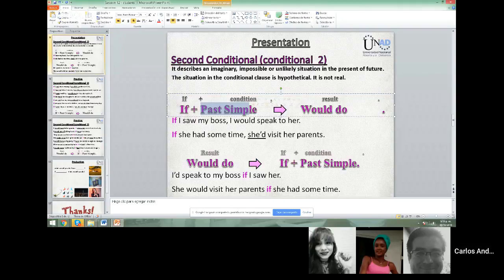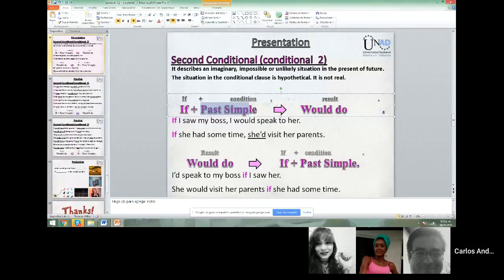Okay? So, remember, even though we use past simple, we are not talking about the past. Aunque usamos el tiempo pasado simple en el condicional 2, no estamos y nunca lo usamos para hablar acerca del pasado. Normalmente lo usamos para hablar, en este caso, del presente o más comúnmente del futuro. Because if the situation happens, will happen in the future. Porque si la situación se dará en el futuro.